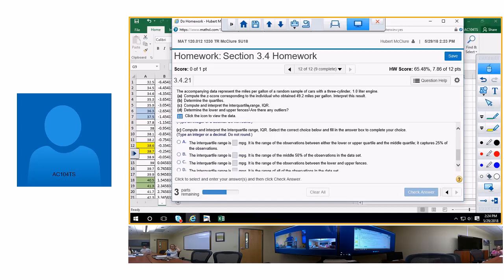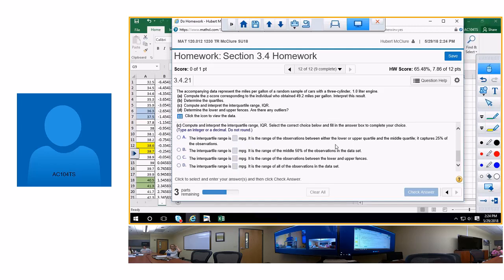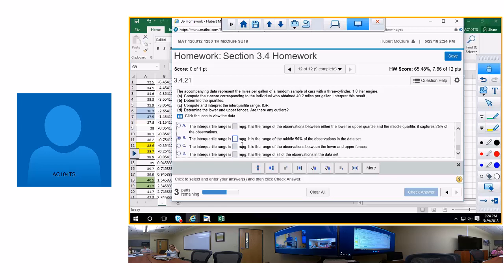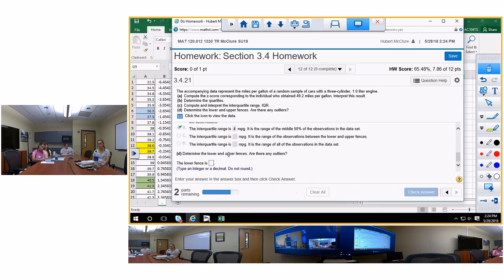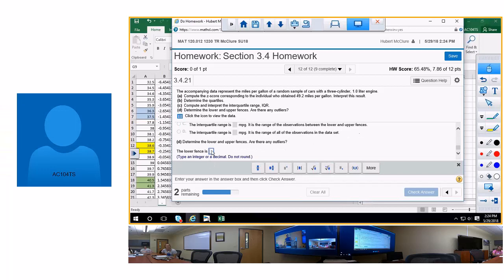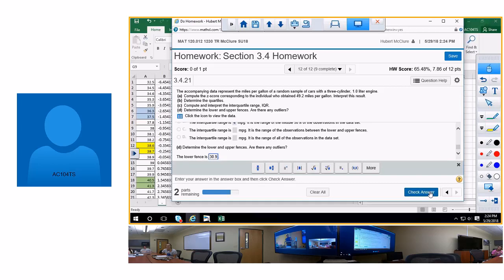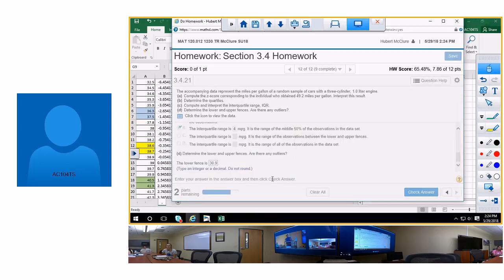Compute and interpret the interquartile range. Okay, somebody tell me what we said the interquartile range was. All right, which one is it? I'm looking right here. Isn't it there? How much was it? Determine the lower and upper fences. I told you it was going to ask that. Lower fence? 30.9. Okay, 30.9. What was the upper? 46.9.